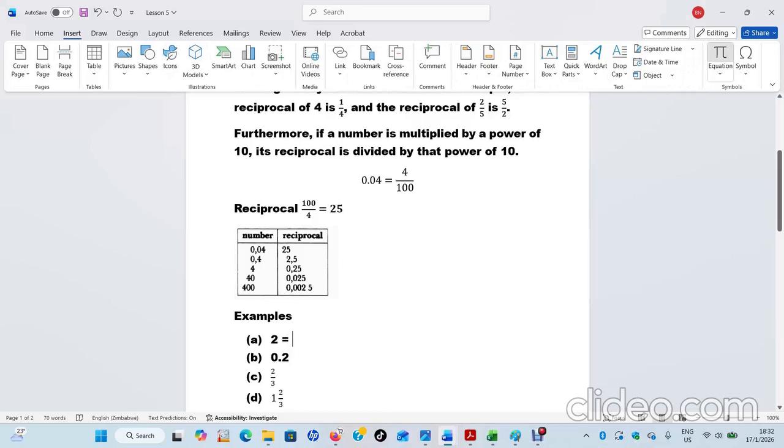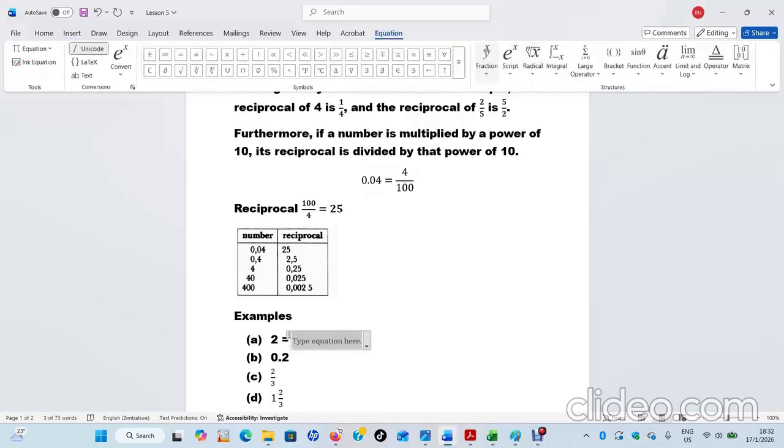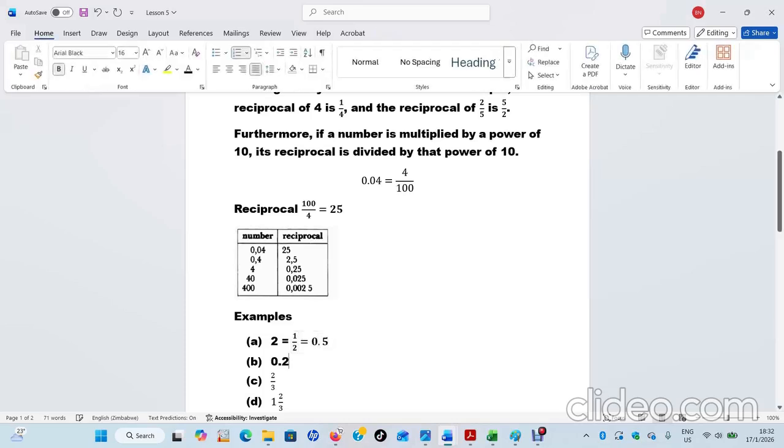So let's jump into example A, where we want the reciprocal of 2. So it's 1 divided by 2, which is 0,5. But that's not a proper way of writing mathematically. We need to write a statement. Reciprocal of 2 is equal to 1 over 2. Then it makes sense.